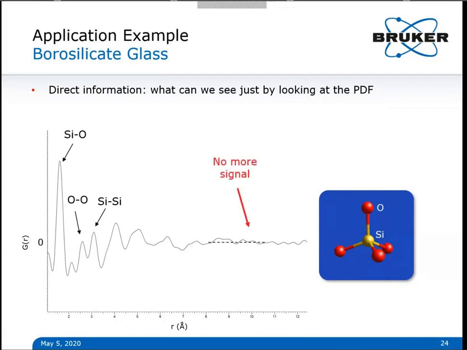Additionally, the signal more or less disappears by around 10 angstroms, where the structural coherency vanishes. This is quite typical in amorphous materials.